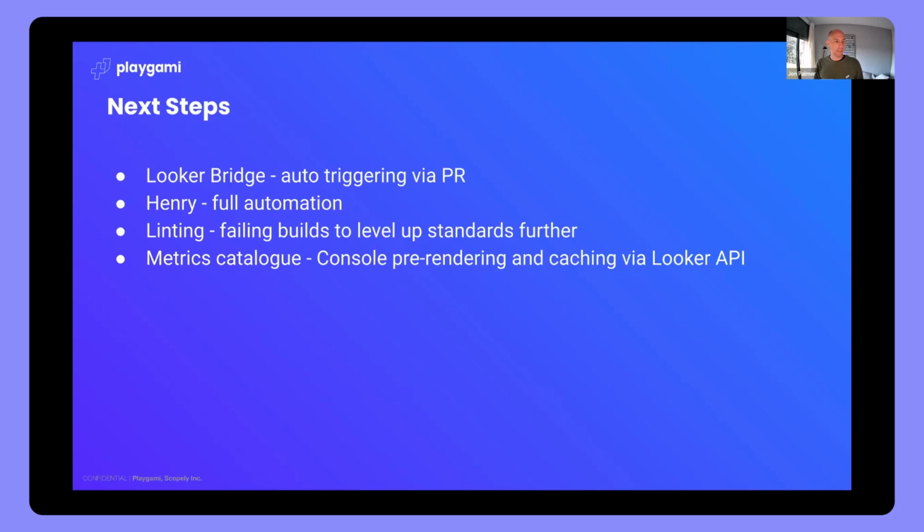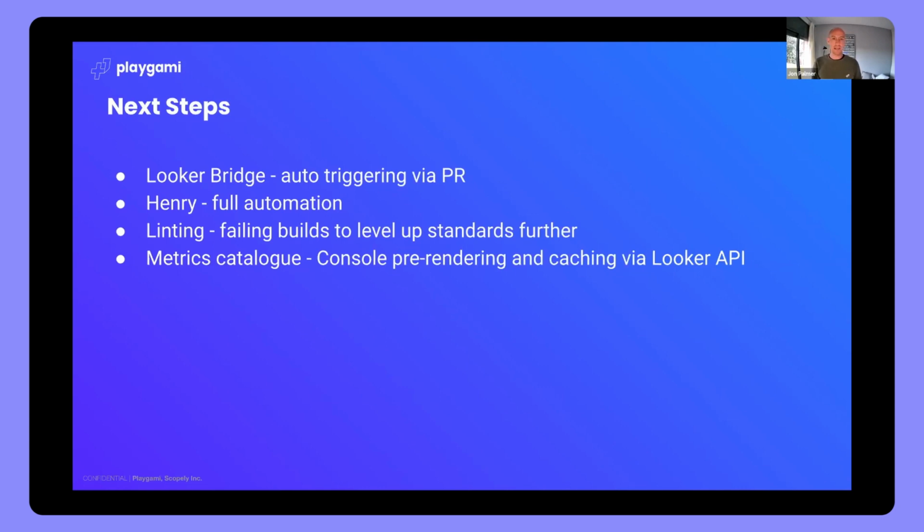So what we're building, or what the Playgamy Console team has built, is something called the metrics catalog. And this essentially is a service that gathers information via the Looker API and places it in cache close to the console, so that you're not waiting for any Looker overhead at all during the Looker user session in the Playgamy Console.